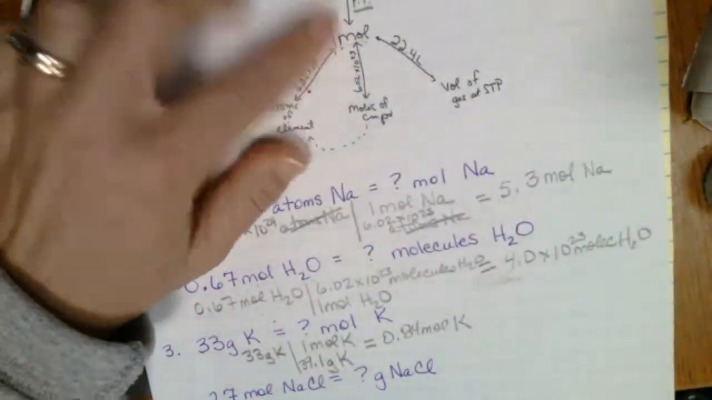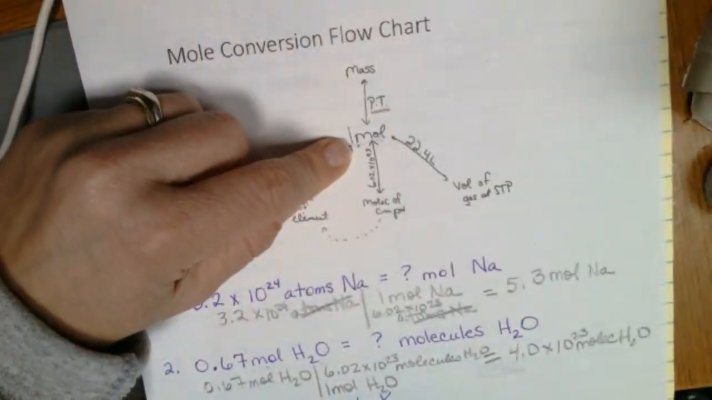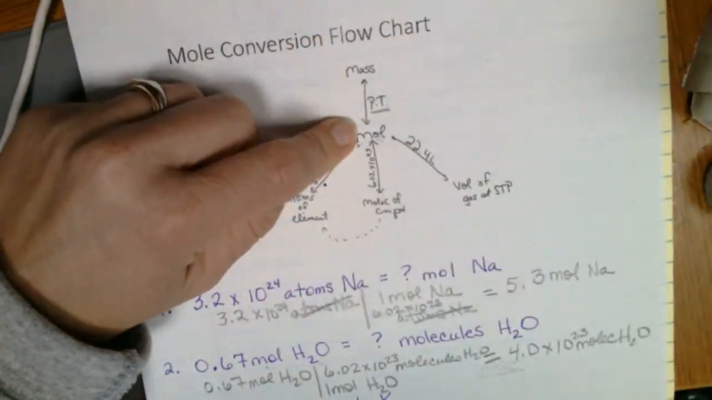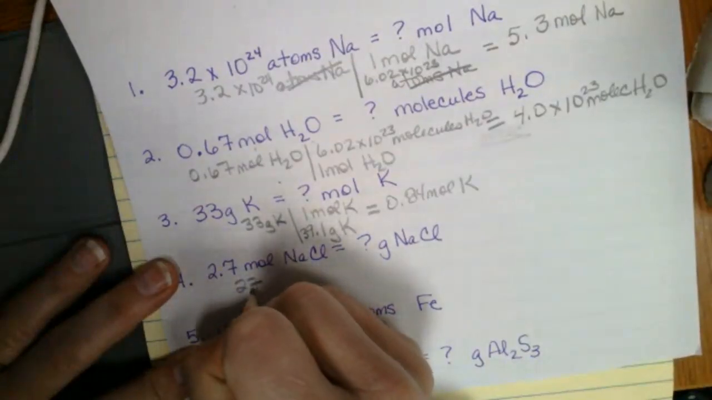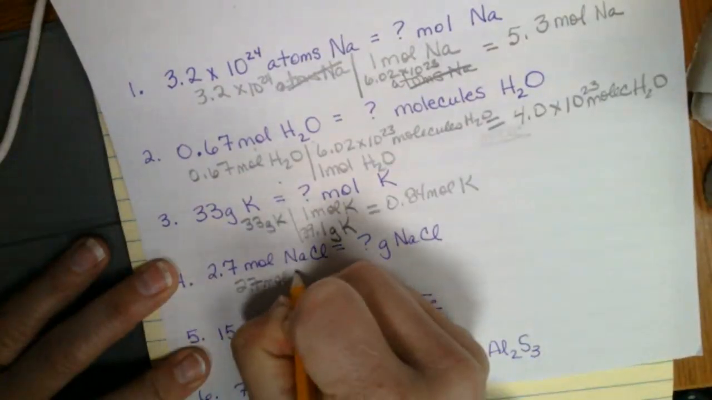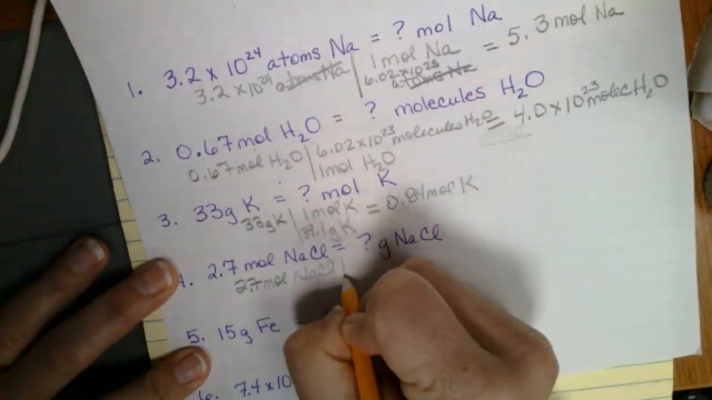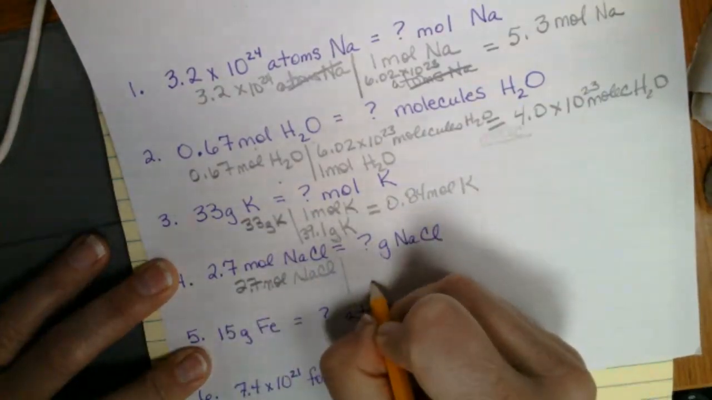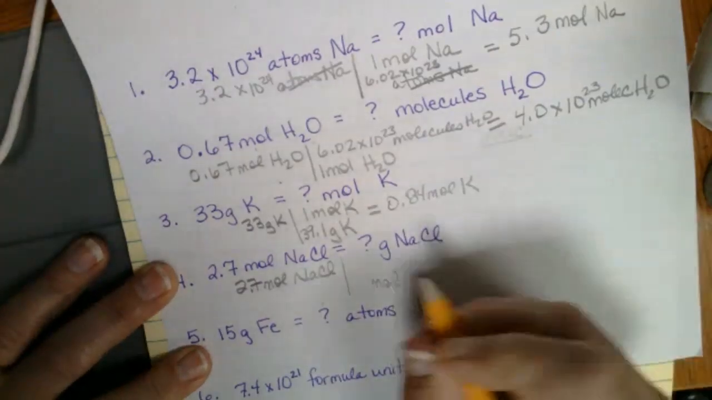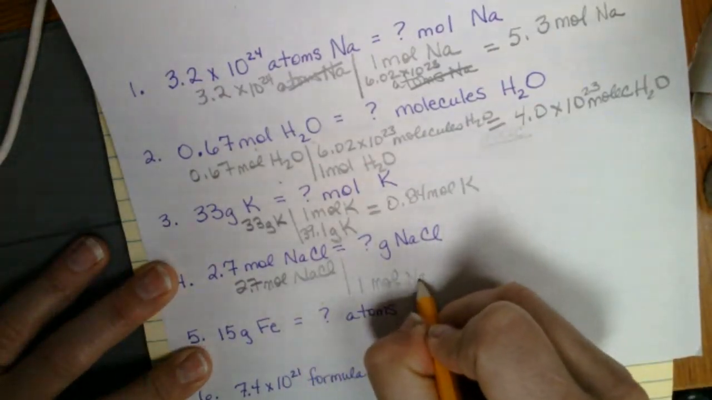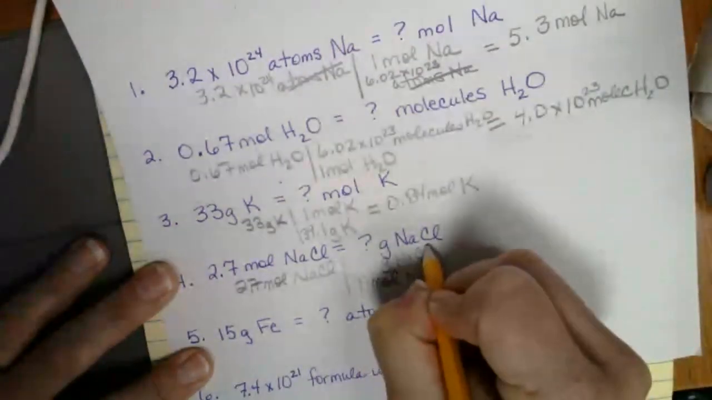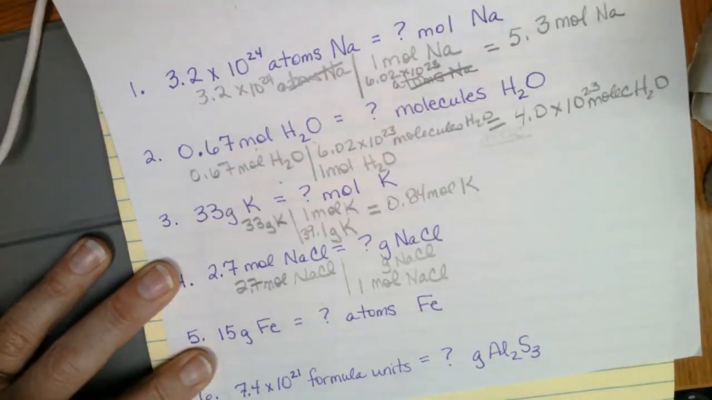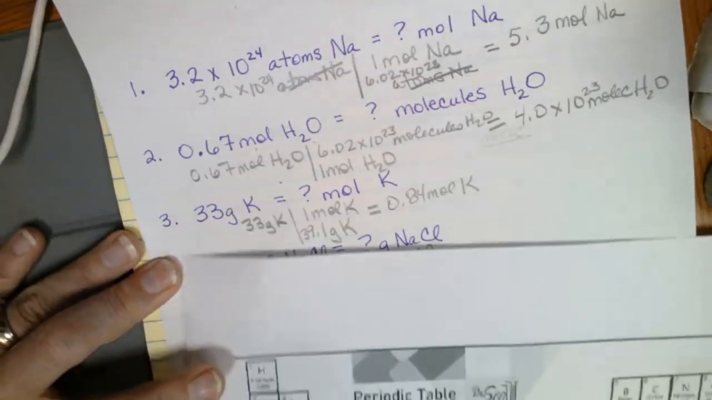I can do the same thing for a compound. Remember, anytime I'm going from mass to moles, there is no Avogadro's number. We're just using the periodic table. So let's see if we can do that. We're starting with 2.7 moles of sodium chloride, or table salt. If I have moles on top, I've got to have moles on bottom. What always goes with mole? That's right, 1. Okay, now I have to get grams of sodium chloride. How do I do that? All right, let's think about this. We've got to do the molar mass.